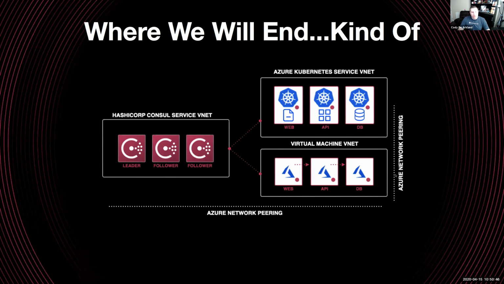This is where we're going to end up. Apologies for the little bit of blurriness on the image there. We're going to end up with our HashiCorp Consul Service, an AKS cluster deployed, an Azure virtual machine, a virtual net also, and we're going to pair all these together and we're going to have some applications talking between them.